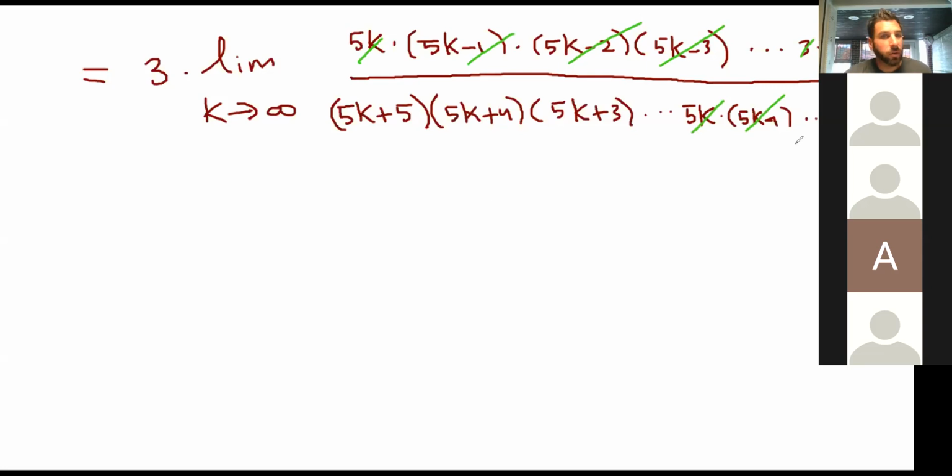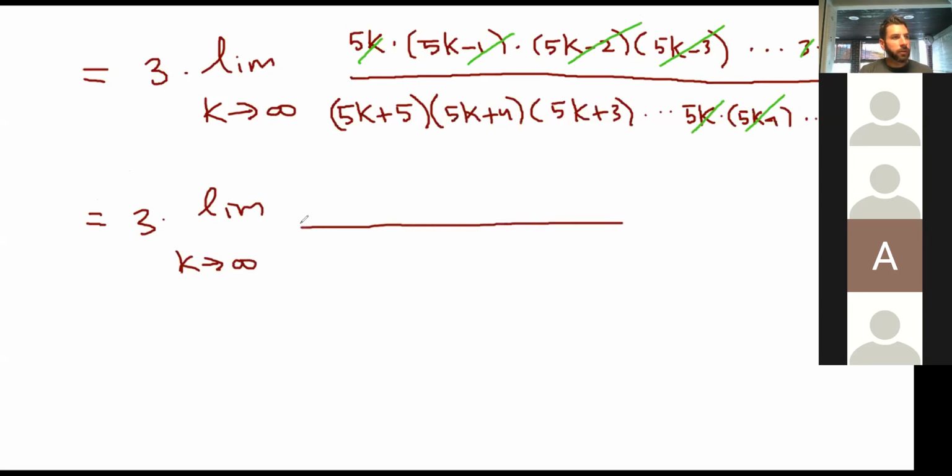So the only creatures that survive are the following. What survives? Well, the numerator, the only thing left is 1, but what survives downstairs? 5k plus 5, 5k plus 4, and then the very last guy would be 5k plus 1. And then upstairs is just the number 1.